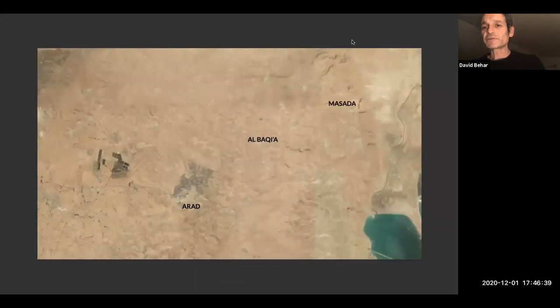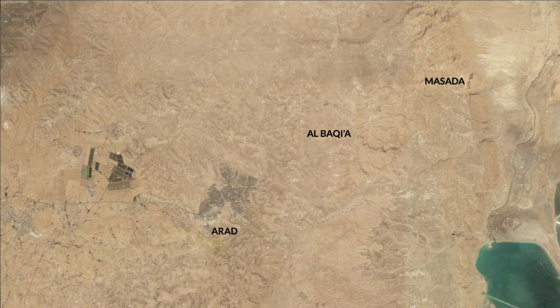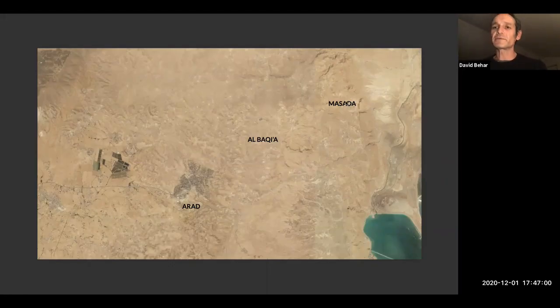So here's a map that shows you the relationship between the city of Arad, which is in the bottom left, Al-Bakia, which is the area where the Bedouin settlements are, and the Dead Sea. And north of the Dead Sea, you find Masada, which is a well-known tourist attraction.